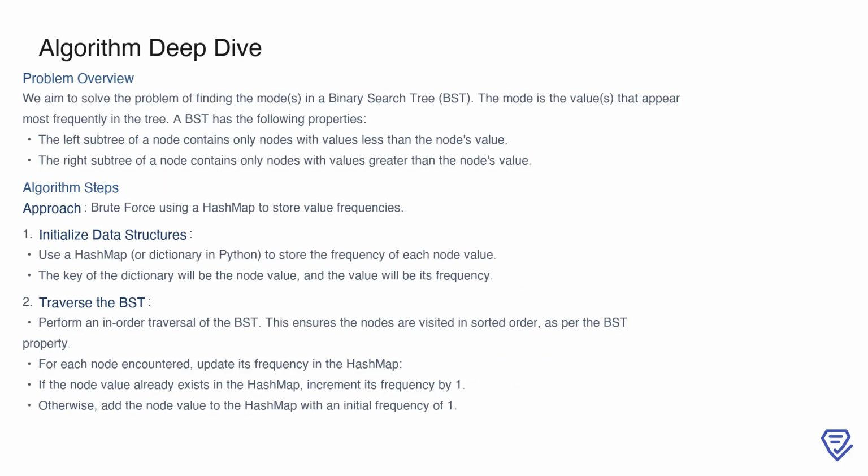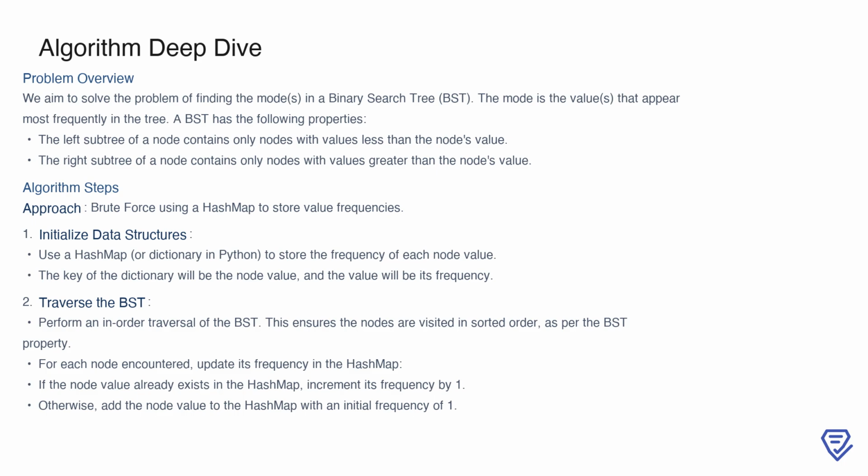In this problem, our goal is to identify the mode or modes in a binary search tree. The mode refers to the value or values that occur most frequently in the tree. A binary search tree, or BST, follows a couple of key properties. In the left subtree of any node, the values are always less than the node's value, and in the right subtree, the values are always greater.